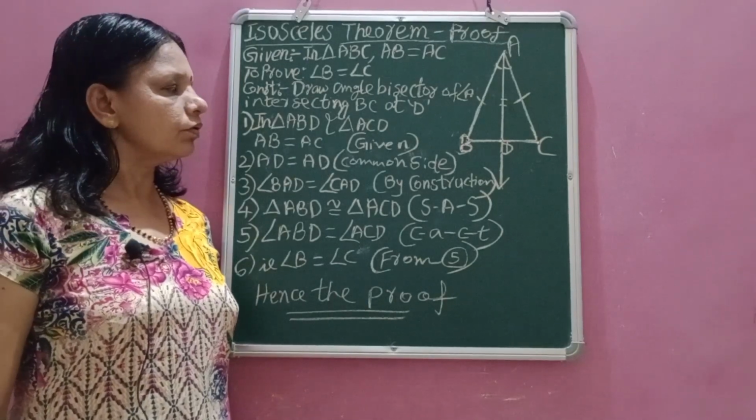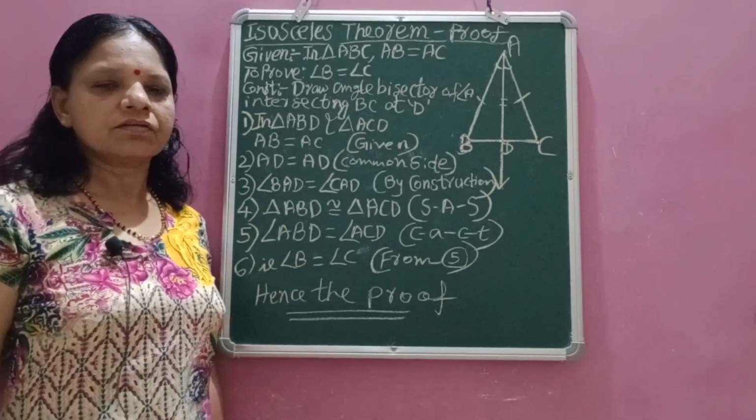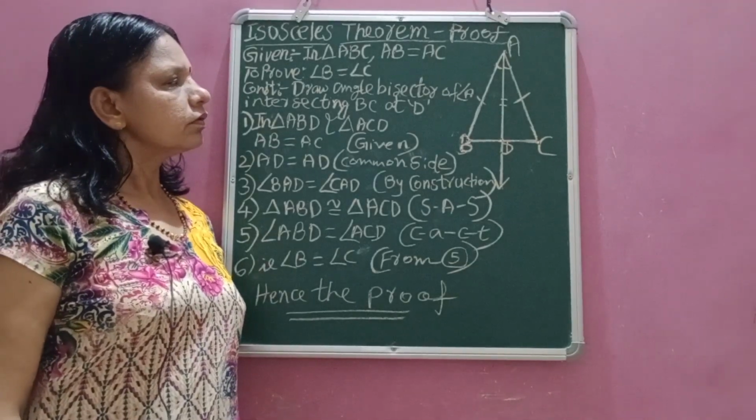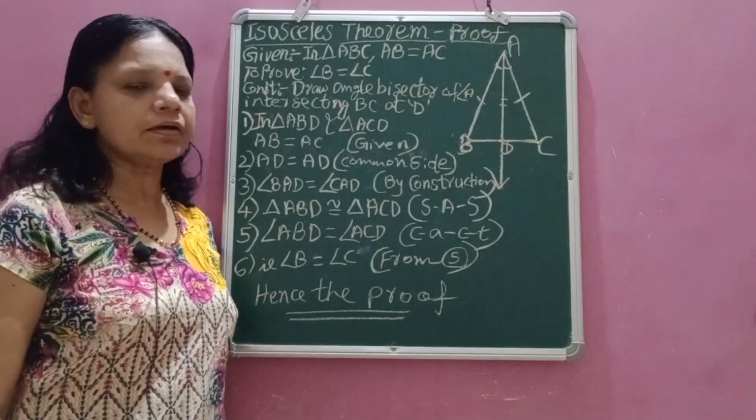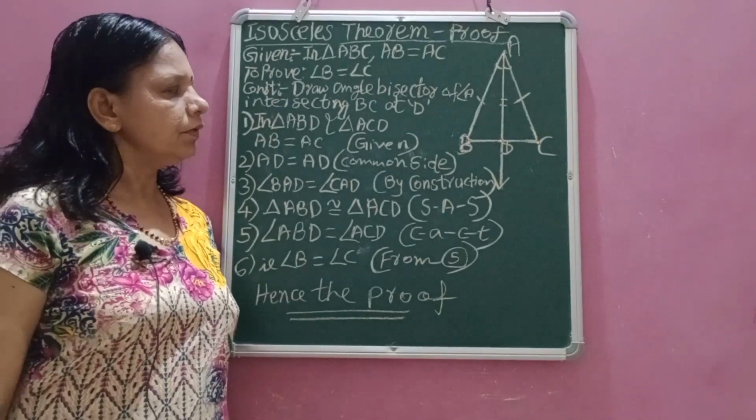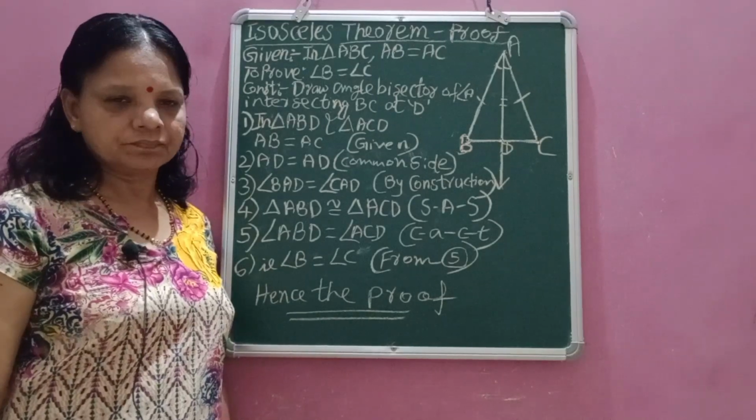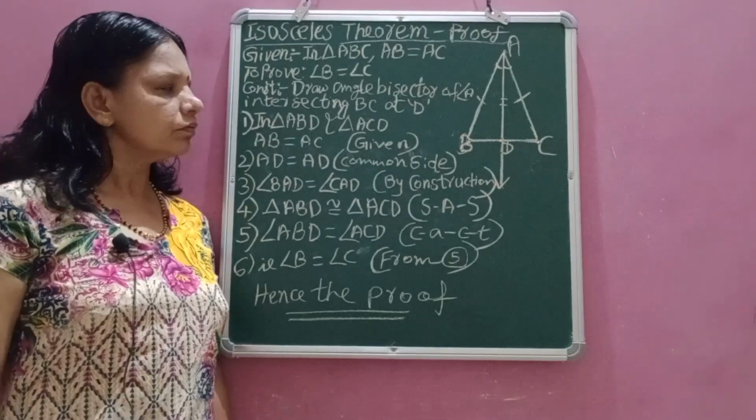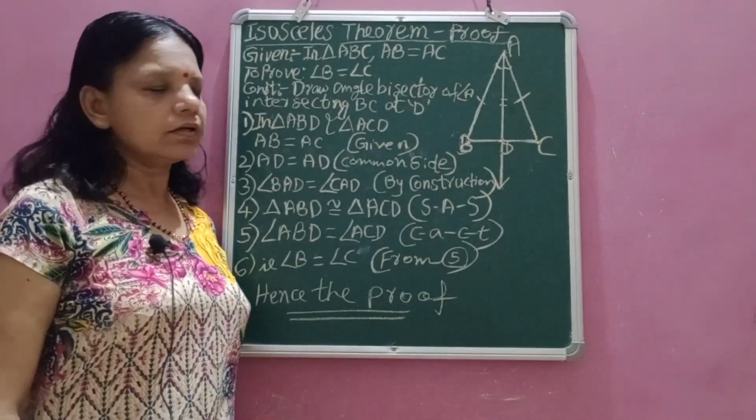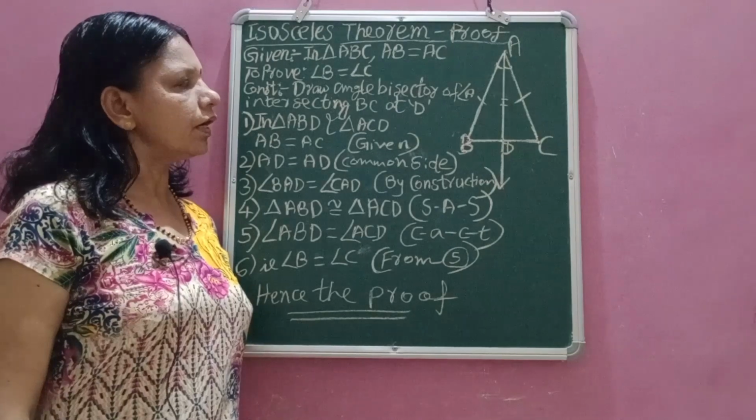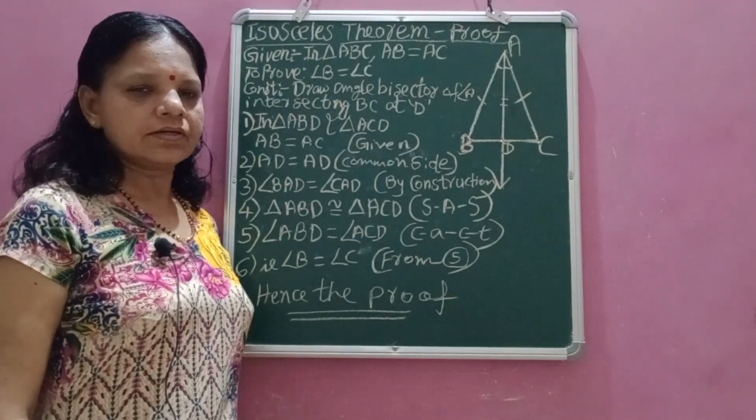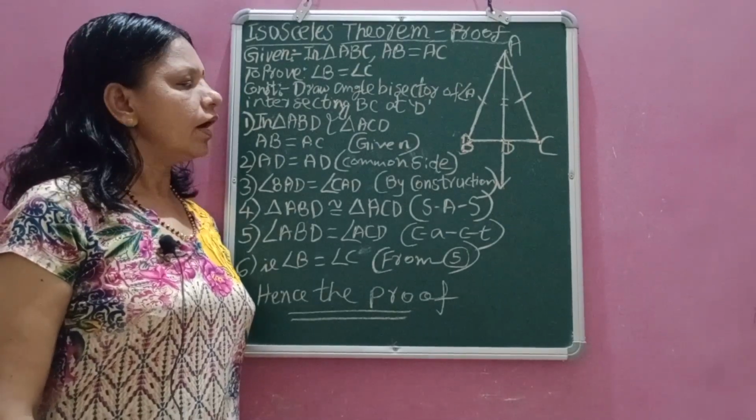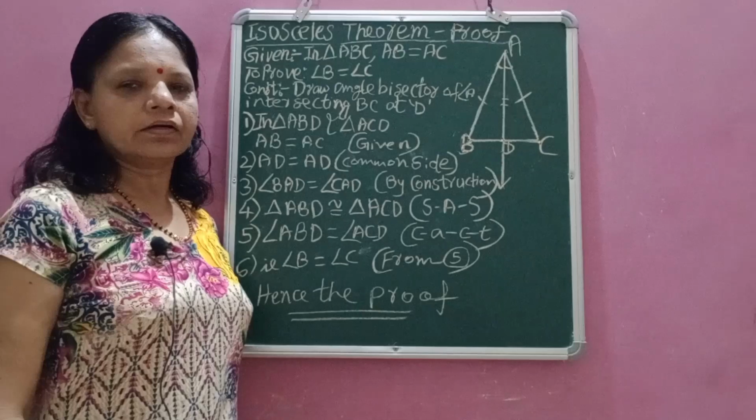So you have to draw a figure that is an isosceles triangle. This is the figure. The name of the figure is triangle ABC, where AB is equal to AC. That is given in the theorem. To prove: the angles opposite to AB and AC, angle C and angle B. Therefore, to prove angle B congruent to angle C.